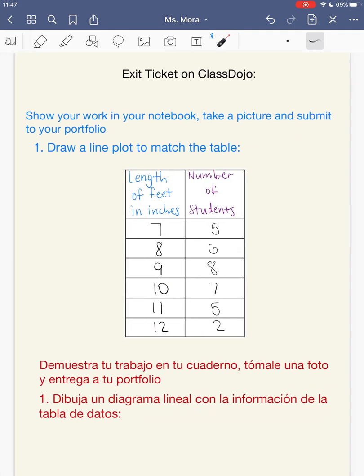So for your exit ticket, guys, here is a data table, and I want you to draw the line plot to match, okay? So you're talking about the length of feet in inches and the number of students whose feet are that length, okay? So put that into a line plot and take a picture and submit to Class Dojo.